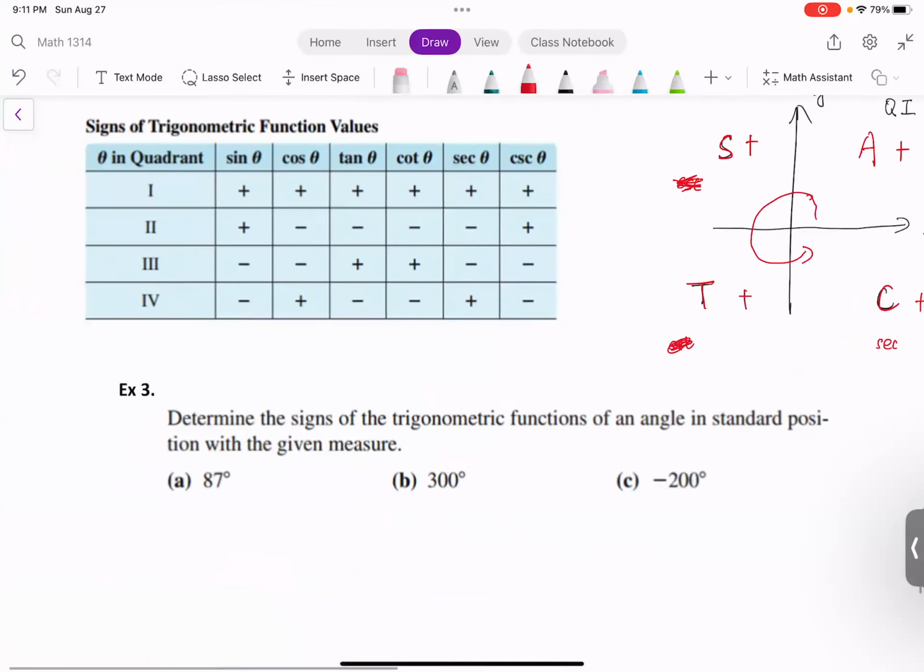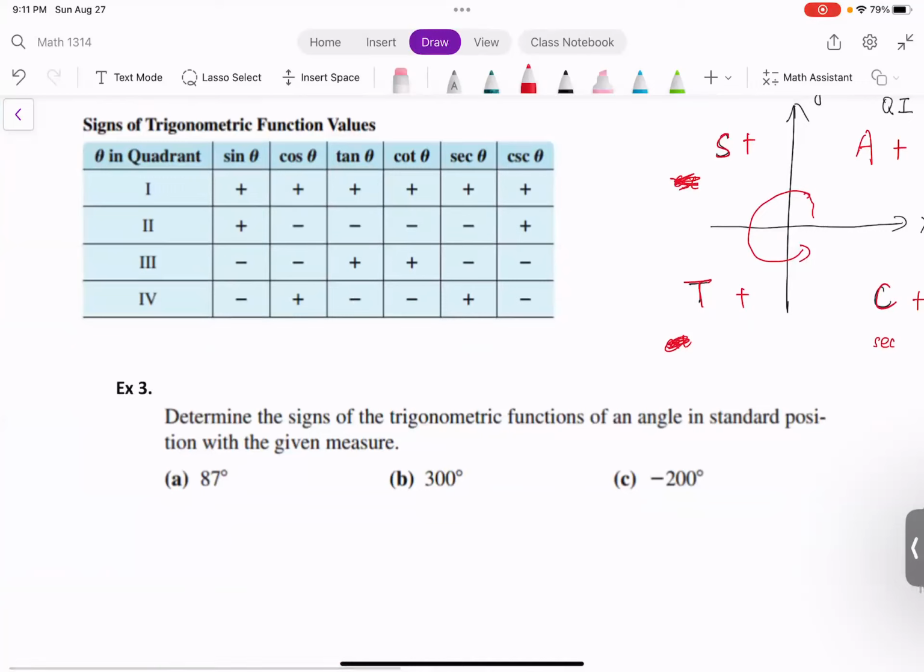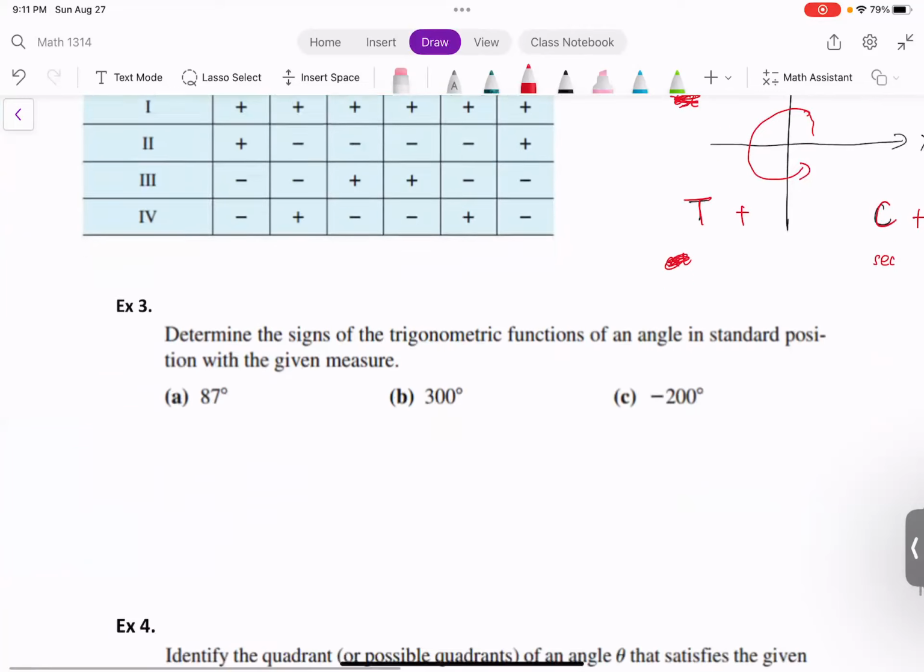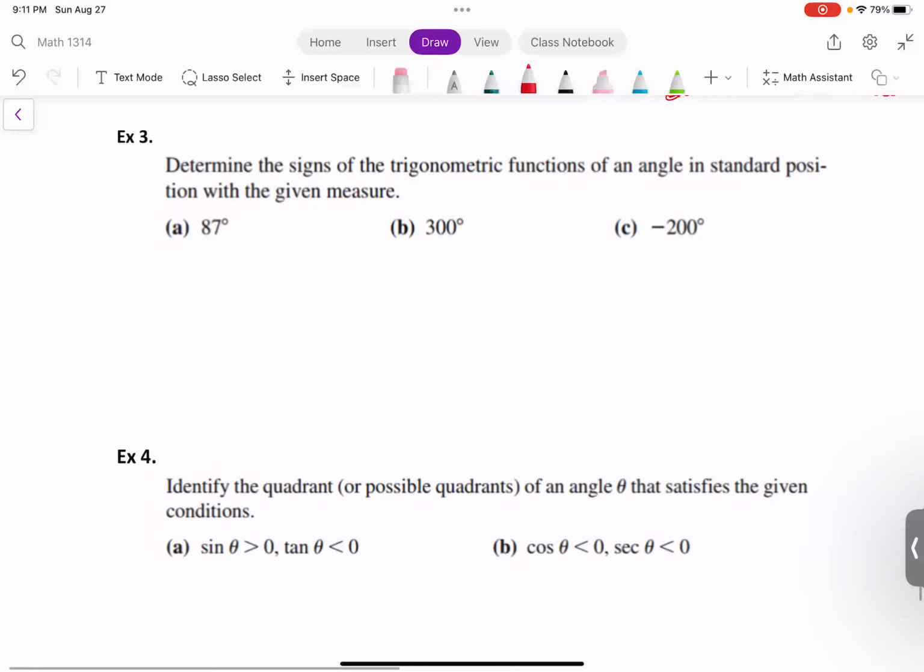All right, here is a table. I don't suggest you take a lot of time to memorize this, but I suggest you do the ASTC. All right, let's see example 3. Determine the sign of the trigonometric functions of an angle in standard position with the given measure. Okay, let's see. Plot the point on the XY plane.